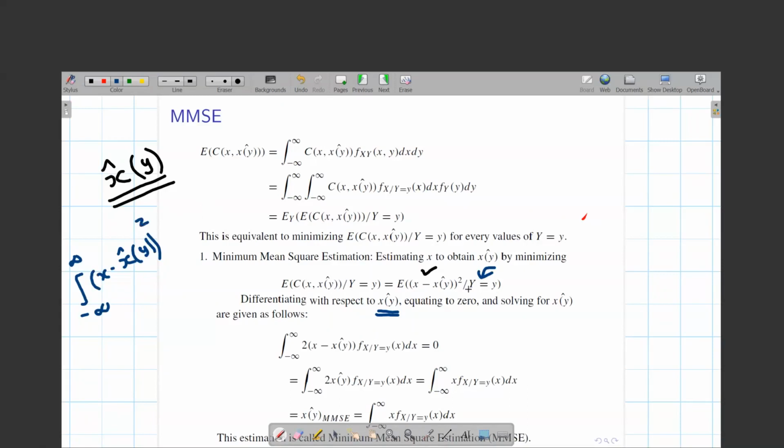As we have this condition, we use the conditional density function f of x given y equal to y of x, into dx.